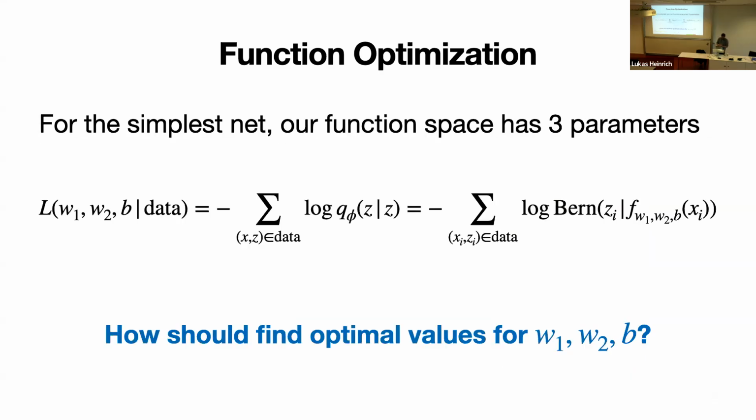Okay, so for this very simple neural network, we have a space of 3 parameters. For a perceptron with 2 input features, we have W1, W2 for our little inner product between the weight vector and the feature vector. And then we have our bias term, which shifts everything. And so the question now is, how should we find optimal values for our weights and biases?